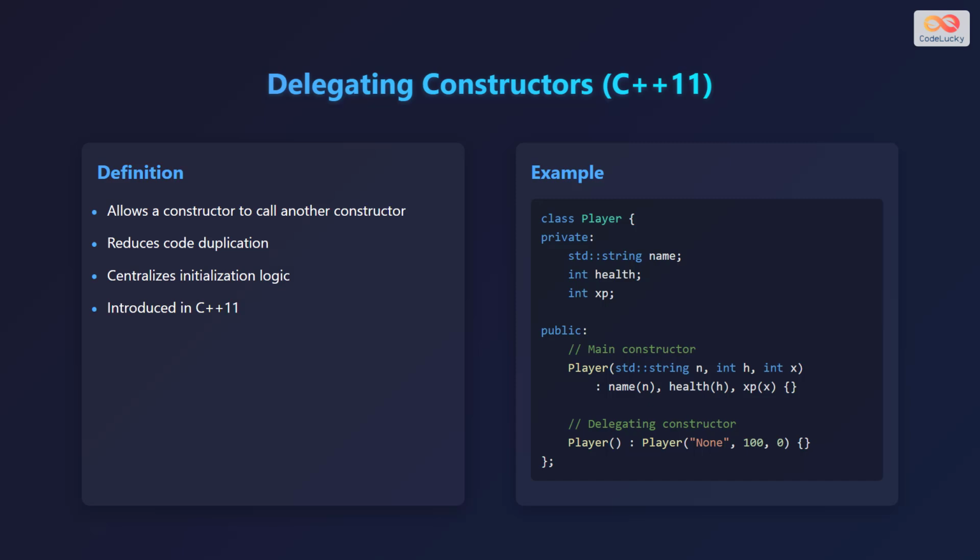Consider a class Player with private members name, health, and xp. It has a main constructor that takes name, health, and xp as parameters. The delegating constructor Player takes no parameters. Instead, it uses the main constructor to create a default player named None, with health 100 and 0 experience points.